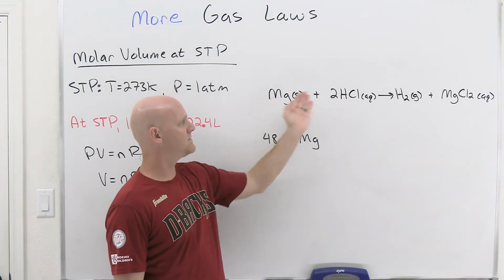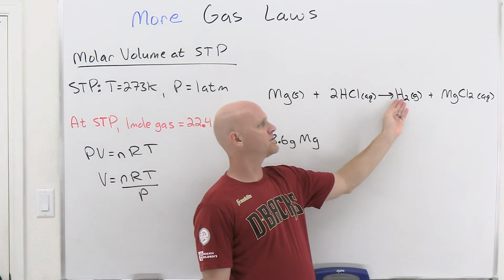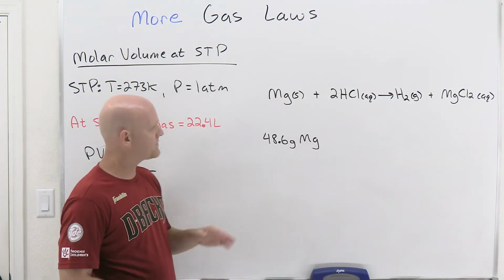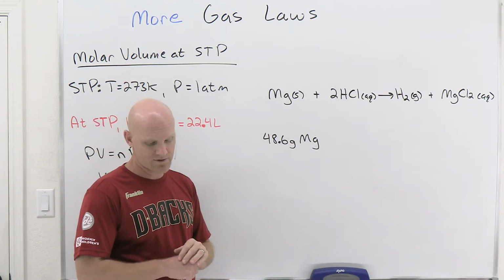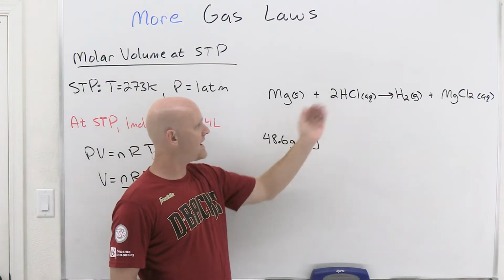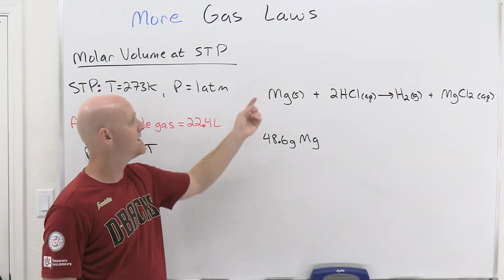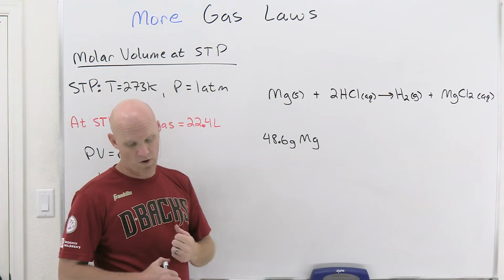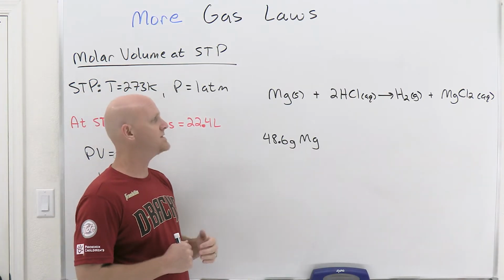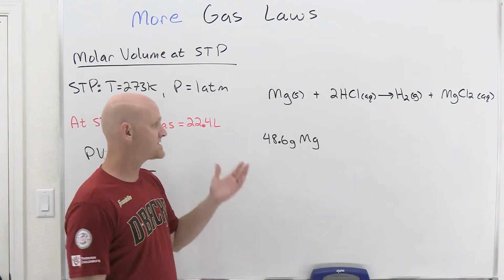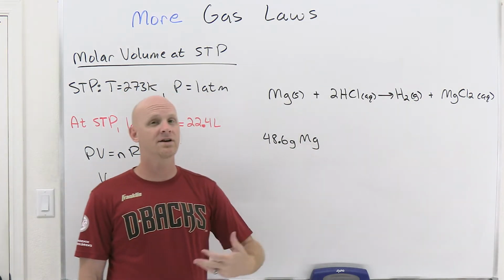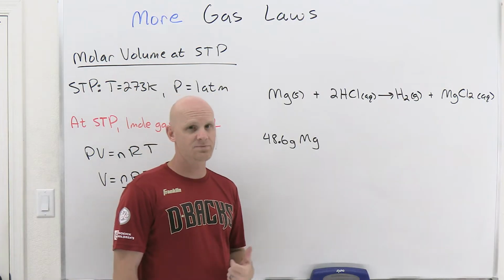And so here we've got magnesium plus hydrochloric acid producing H2 gas and MgCl2. And the question we're going to ask here is, if we've got 48.6 grams of magnesium reacting with excess HCl, so that's your key that the magnesium is the limiting reagent, and it's reacting to completion, what volume of H2 gas at STP is produced? And so in this case, we want to calculate a volume of H2 produced.